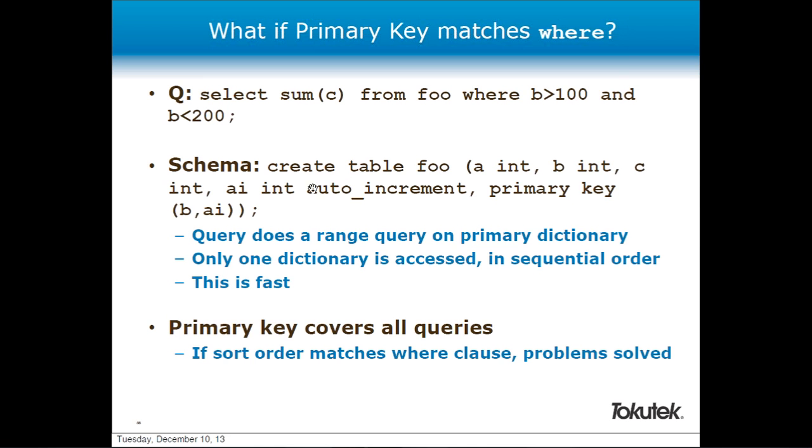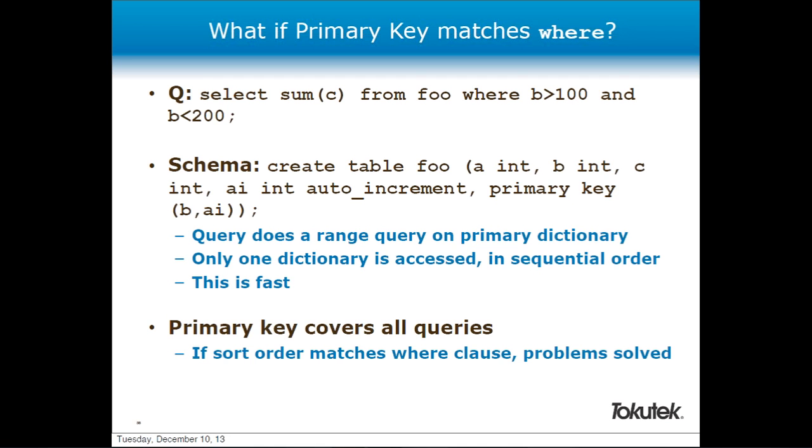But for Tokutek products and InnoDB, if the primary key matches the where clause, where you have a primary key of B and an auto increment, I added the auto increment to ensure uniqueness. As we know, primary keys must be unique. Well, the query is going to do a range query on the primary dictionary. And because only one dictionary is accessed, that's going to be in sequential order. This is fast.